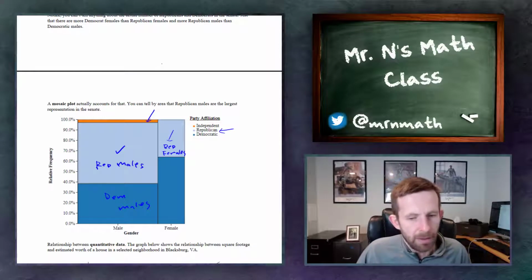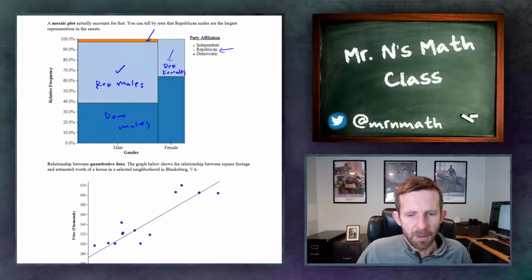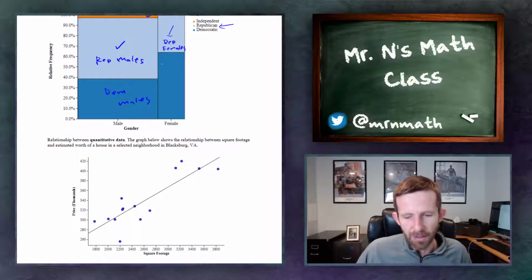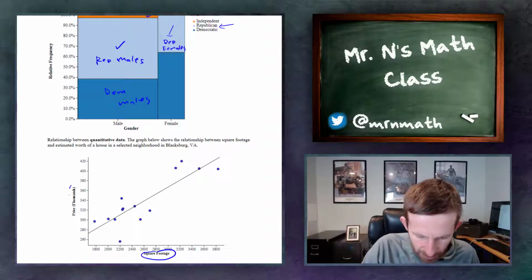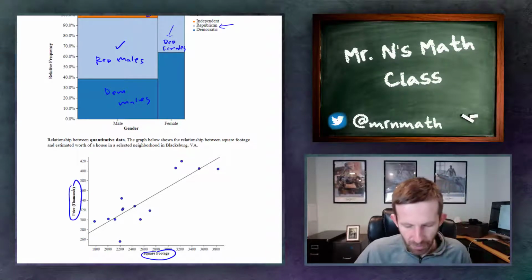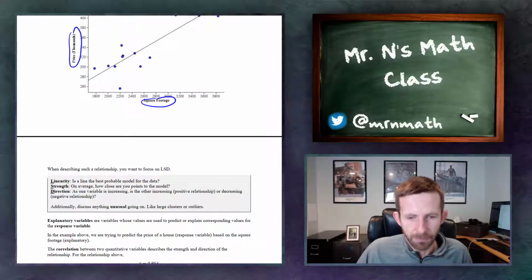Now, most of this unit is going to focus on relationship between quantitative data. So for example, the relationship between square footage and price of a house in a neighborhood in Blacksburg, Virginia. That's just what this example is. And we have a scatter plot that shows the relationship between those two.